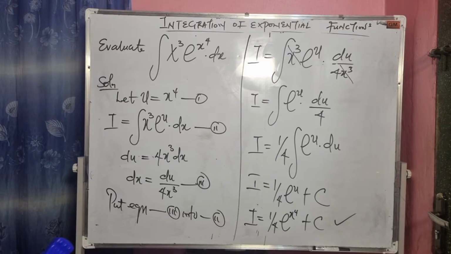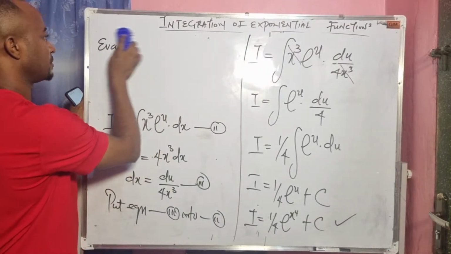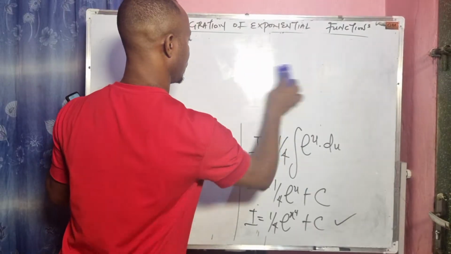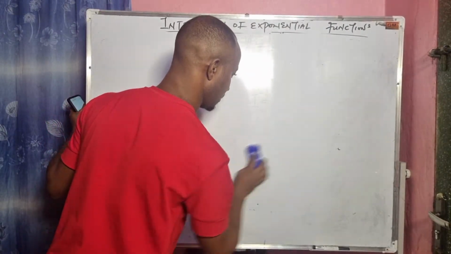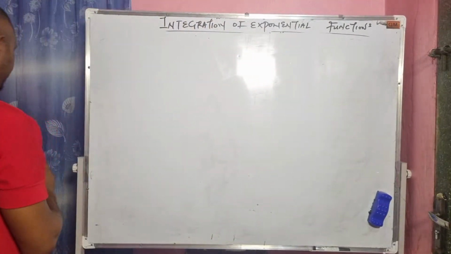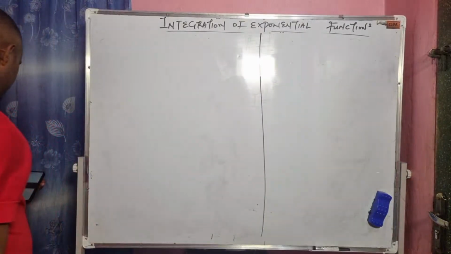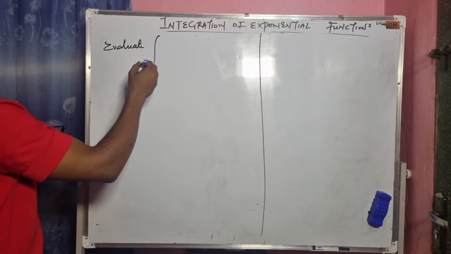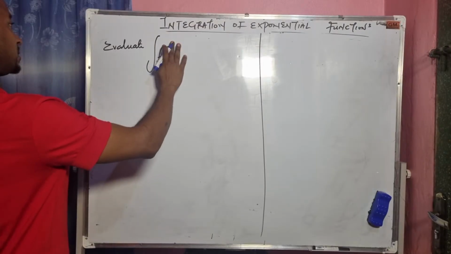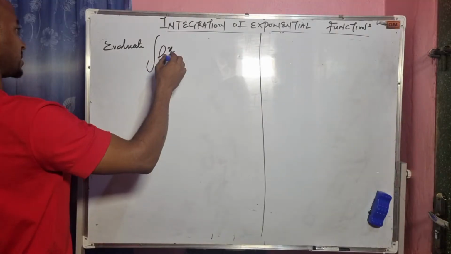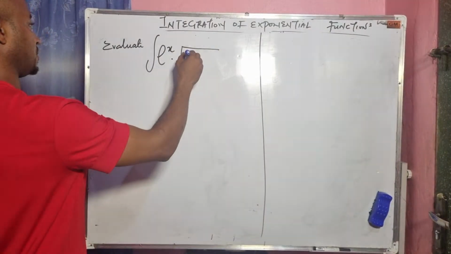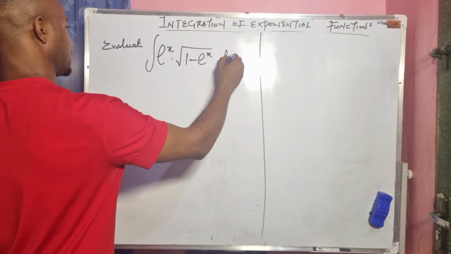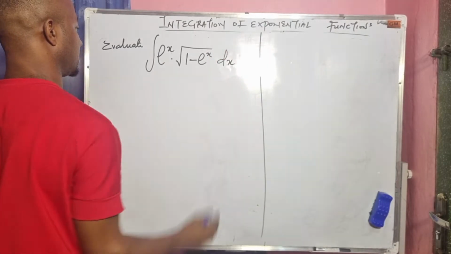All right, so let's solve this question we have here. Here we have to evaluate the integral of e to the power of x times the square root of 1 minus e^x dx.